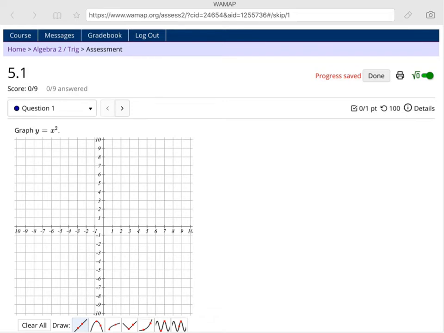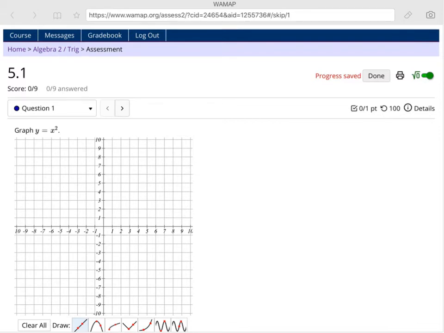In this video, I'm going to be taking a look at WAMAP assignment 5.1. This is hopefully going to be a review for you, but if not, you're going to get a little crash course here on how to graph a few of these very common parent functions, because that's what this assignment is all about, graphing parent functions.